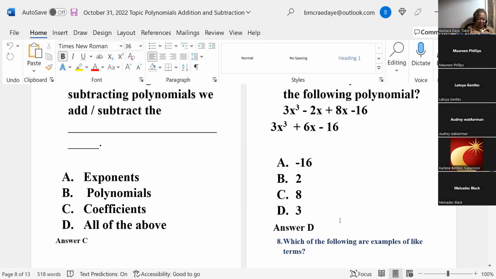No, none of the other answers make sense, right? But Audrey, you can't combine terms together here. You made 3x to the third minus 2x a term, and then you made 8x minus 16. But each one of these is a term, okay? Except you need to combine the like ones, 8x and 2x, and get 6x.